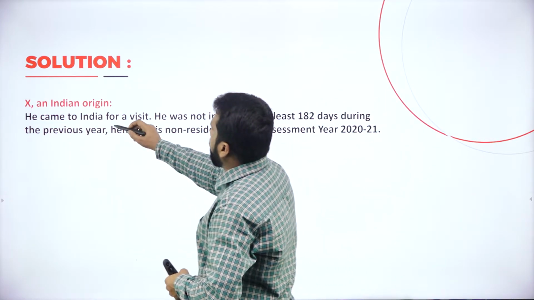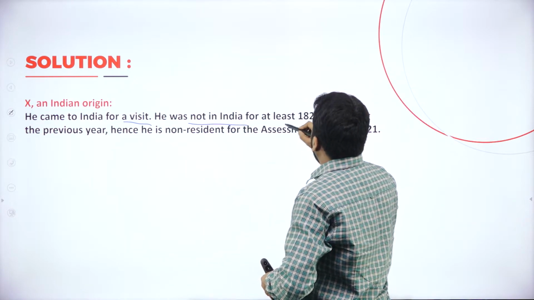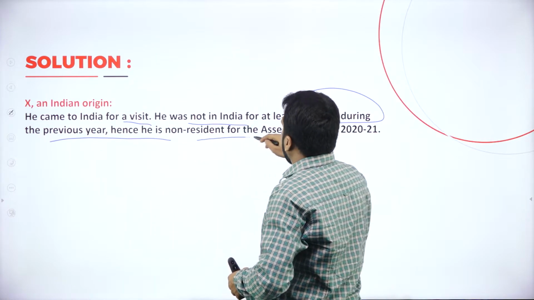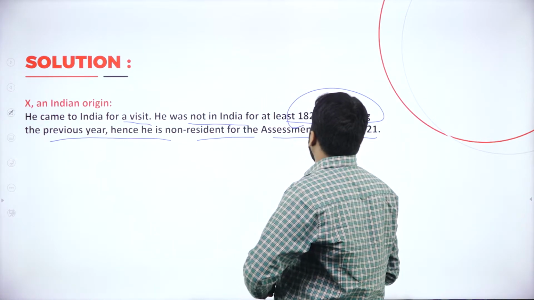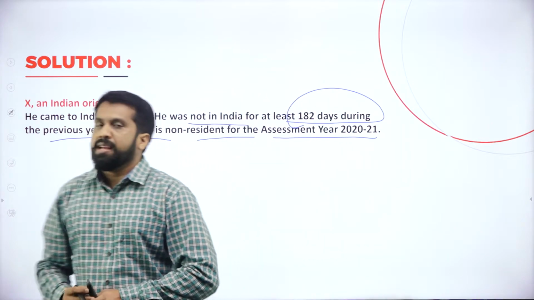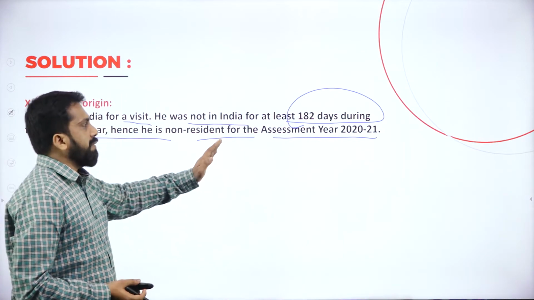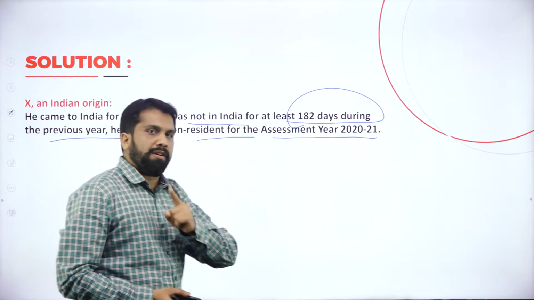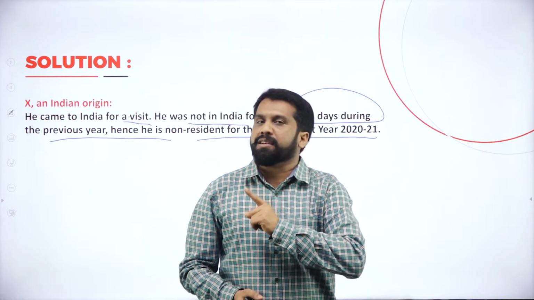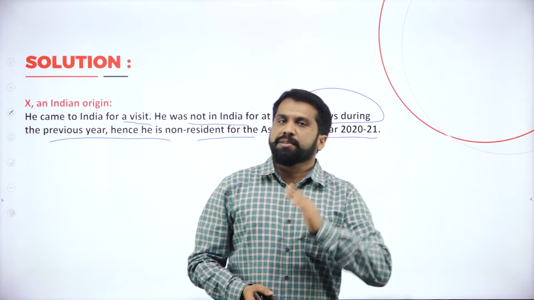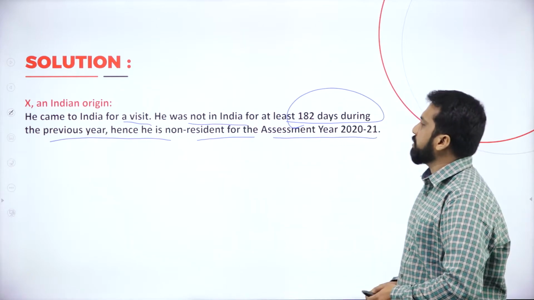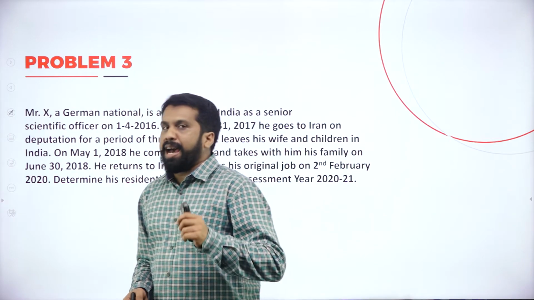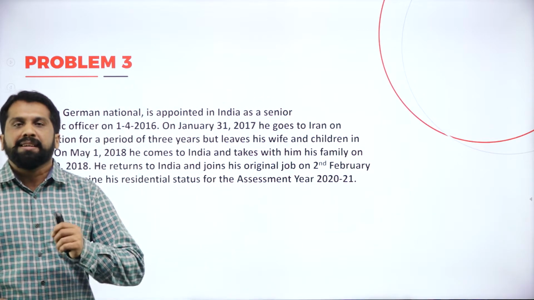So if he is of Indian origin, then how to calculate? Simple. He came to India for a visit. He was not in India for at least 182 days in the previous year, hence he is not resident, non-resident in assessment year 2020-21. If he is a foreigner, then we will not consider him as a resident. Clear? So this is all about your conditions. We'll go to problem number 3. You have to work it out once I am done with my class.